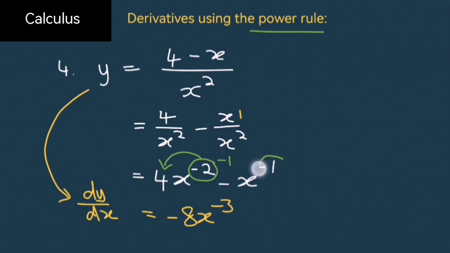We're going to do the exact same thing to the other term. So multiply -1 with -1 to give us positive 1x, then minus 1 from -1 to give us -2. And this is the answer.